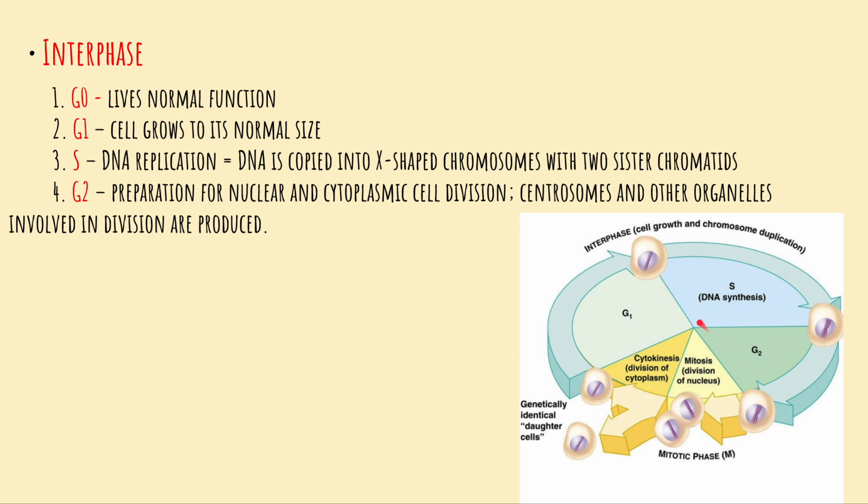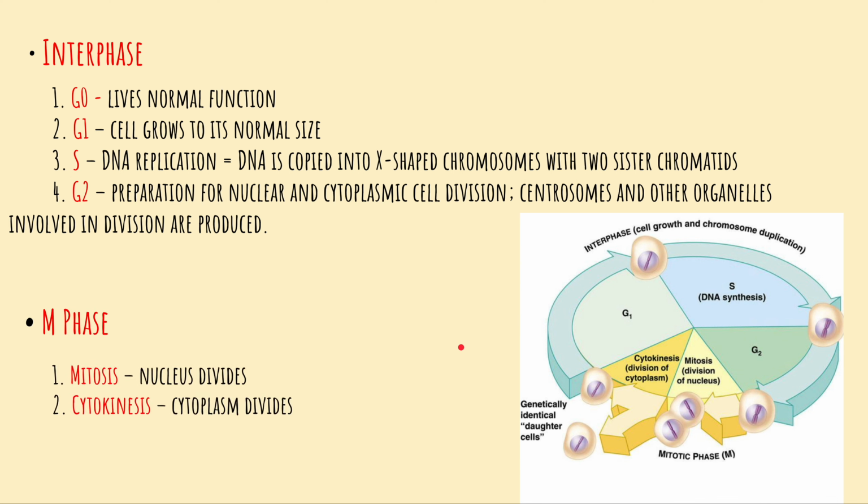Now, we haven't talked about M phase yet, so let's see. As you can see, these two cells look pretty alike, and you might not see a lot of change in this time because you can't really see. So what is M phase? M phase consists of two things: mitosis, which is the division of the nucleus, and cytokinesis, which is the division of the cytoplasm.